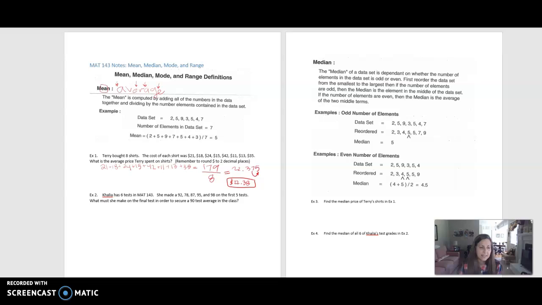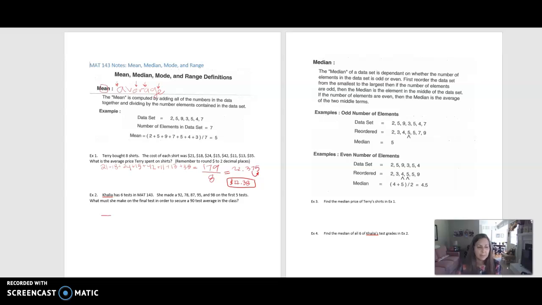Example 2. Kalia has 6 tests in math 143. She made a 92, 78, 87, 95, and 98 on the first 5 tests. What must she make on the final test in order to secure a 90 average in the class? Well, there's several ways to do this. I'm going to show you one way you might figure out a formula. You can do it differently.